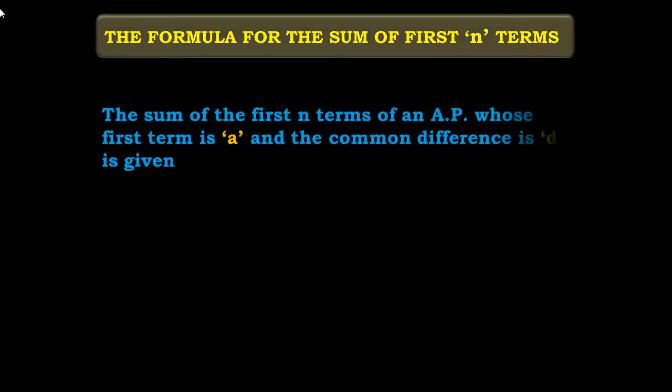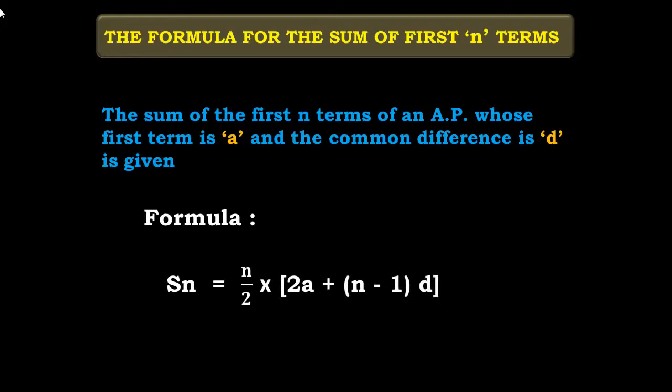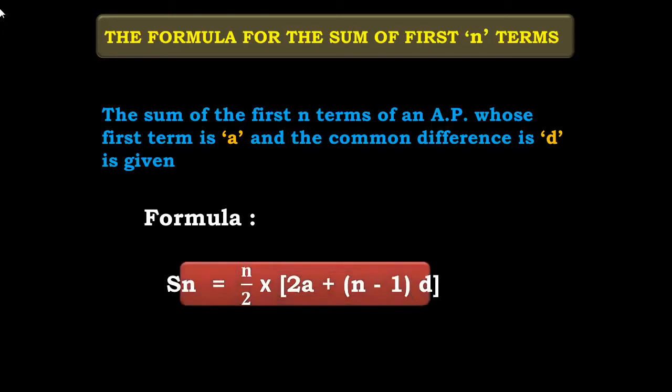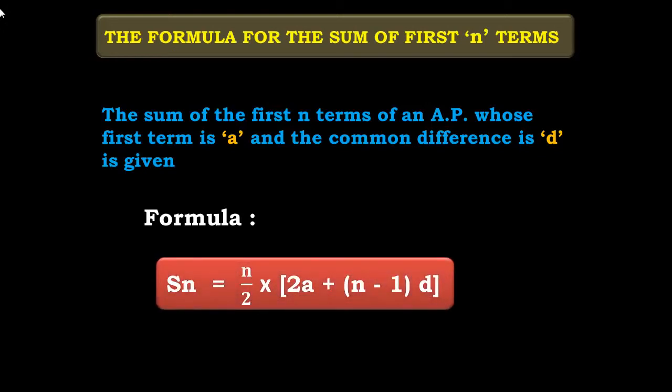The sum of the first n terms of an AP whose first term is a and the common difference is d is given by the formula. We can calculate the sum of the first n terms, where n is the number of terms. The formula is Sn is equal to n upon 2 into 2a plus n minus 1 into d. Remember, students, this is a very important formula: Sn is equal to n upon 2 into 2a plus n minus 1 into d.